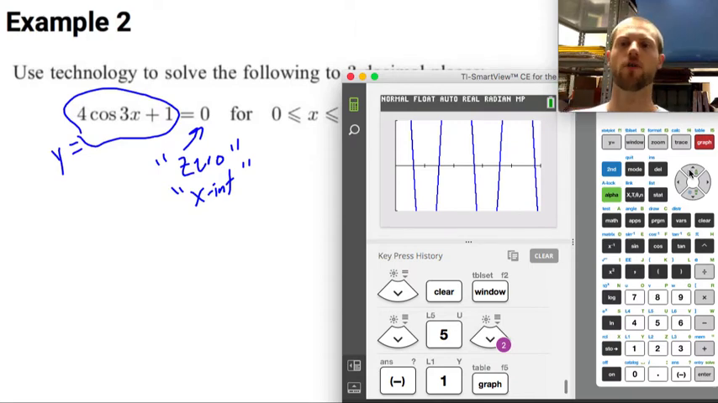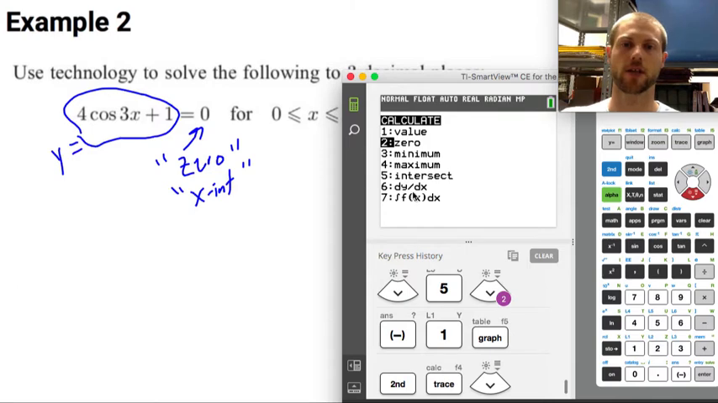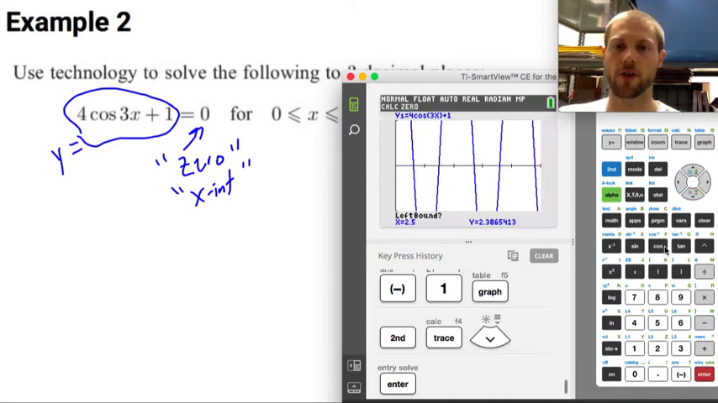I'm looking for all of these solutions. And I already know that every single one of these roots, or zeros, or x-intercepts, are points of interest since it's between 0 and 5. So in order to calculate the zero, I'm going to go to second calc, just like I did for the intersection. This time I'm going to select zero. So I'll hit enter, and now it's going to ask me to do a few things a little bit differently.